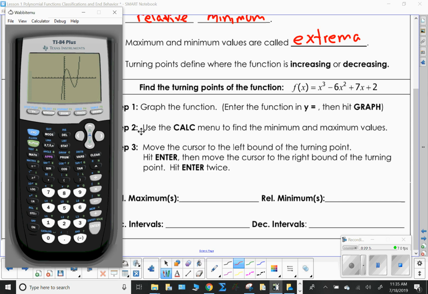Now I can see I've got two turning points. I want to move the cursor to the left bound of the turning point, hit enter, the right bound, hit enter twice. But first I have to use the calculators right here. So second trace will get me to the calculate. I'm looking for, let's first do the maximum. So we'll do the maximum first.